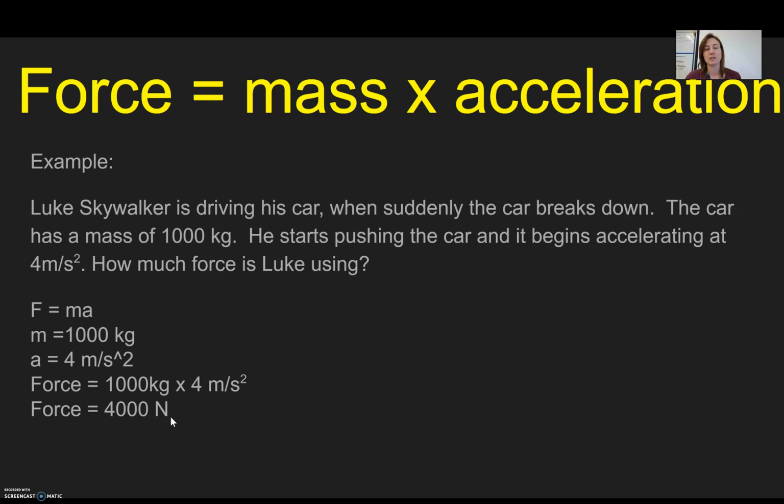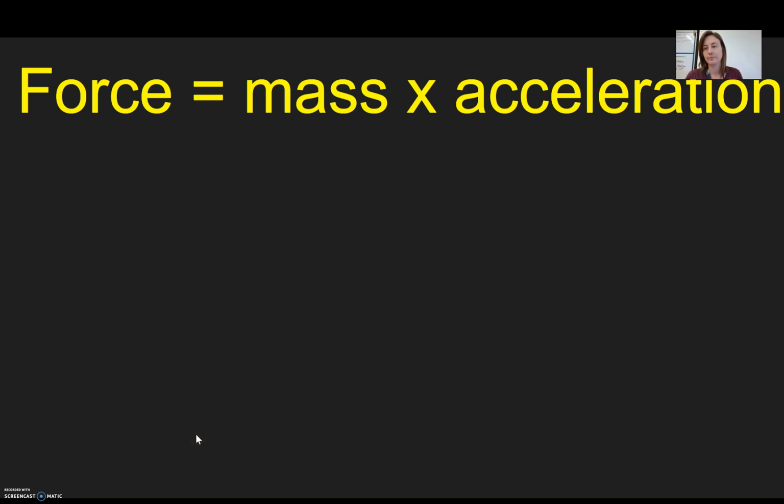I'm going to go back for a second. So if you need to pause the video now, you can, to make sure you know how to do that. But it's just mass times acceleration, basically. 1,000 times 4. Pretty easy, right? But I want you to write it out this way so that you don't forget how to do it.